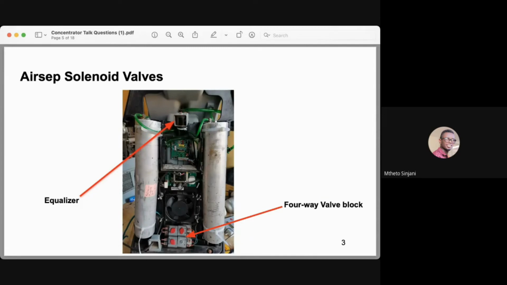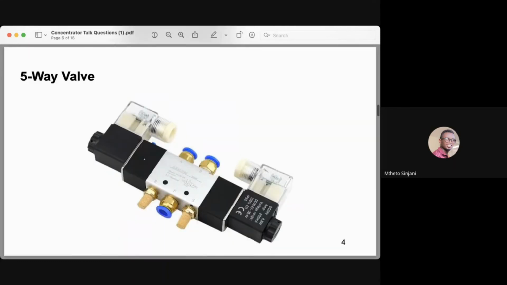It is good to know that these solenoid valves come in different configurations. There are so many, but I just picked a few of them which are very common. If you could go to the next slide. The first configuration is known as the five-way valve. As you can see there, it has 5 ports.